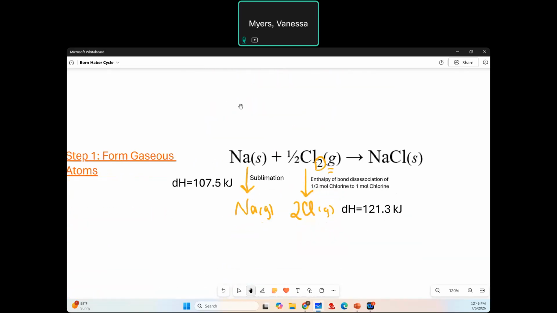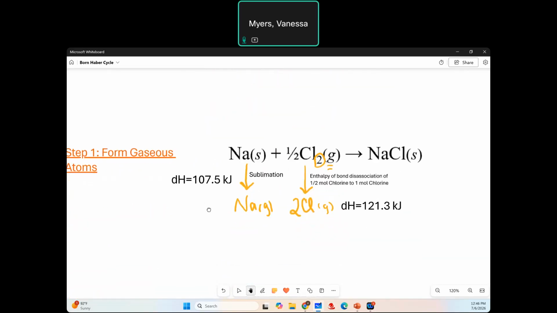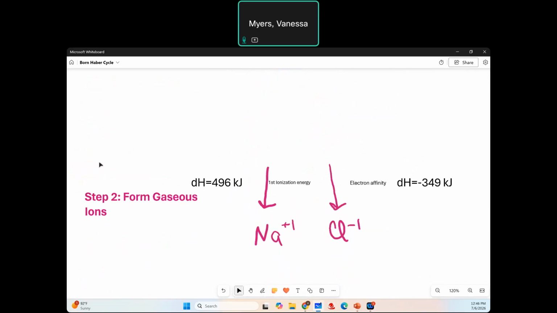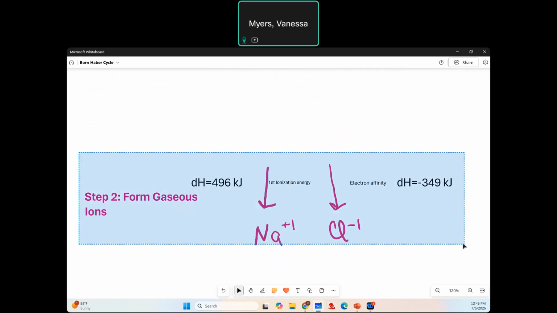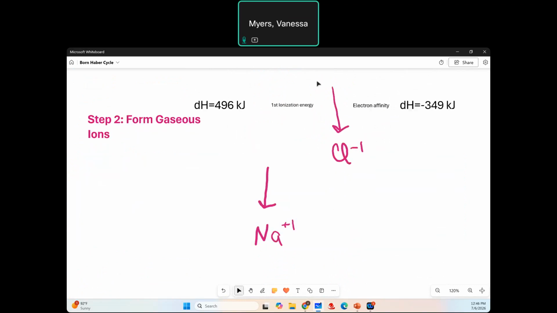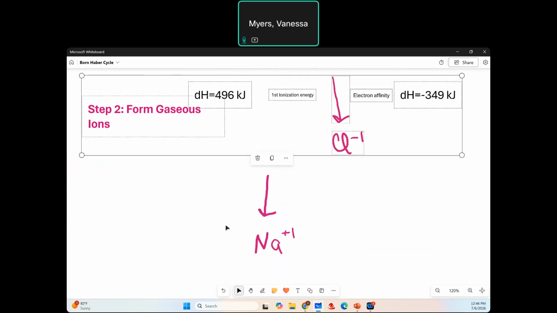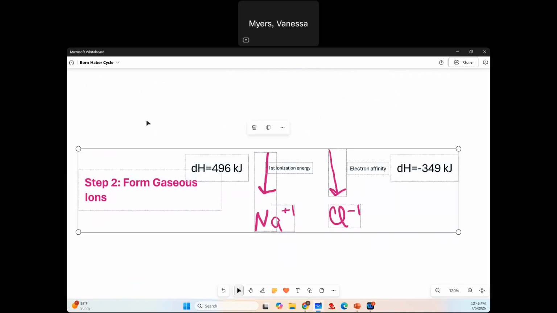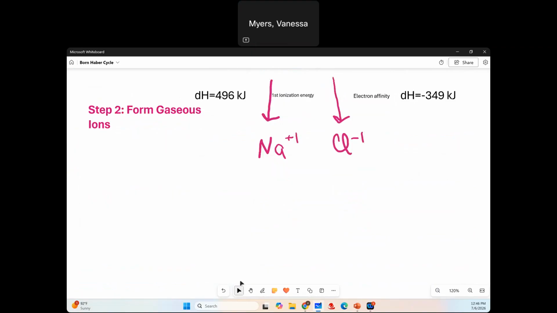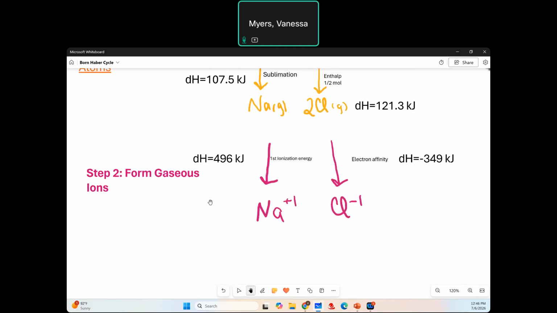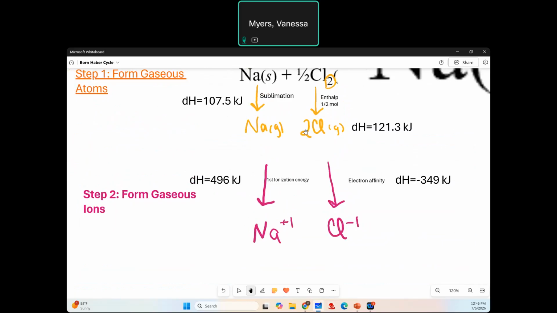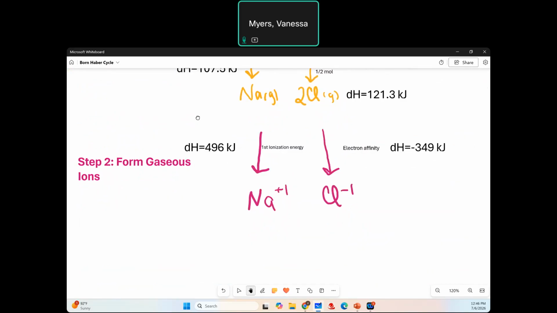Okay, here I have my atoms, but now I need to go to my ions right here. So I'm just going to grab this real quick so I can bring it closer. Okay, so I formed my atoms. Here they are, sodium and chlorine, both in the gas state. And now I need to form my ions.